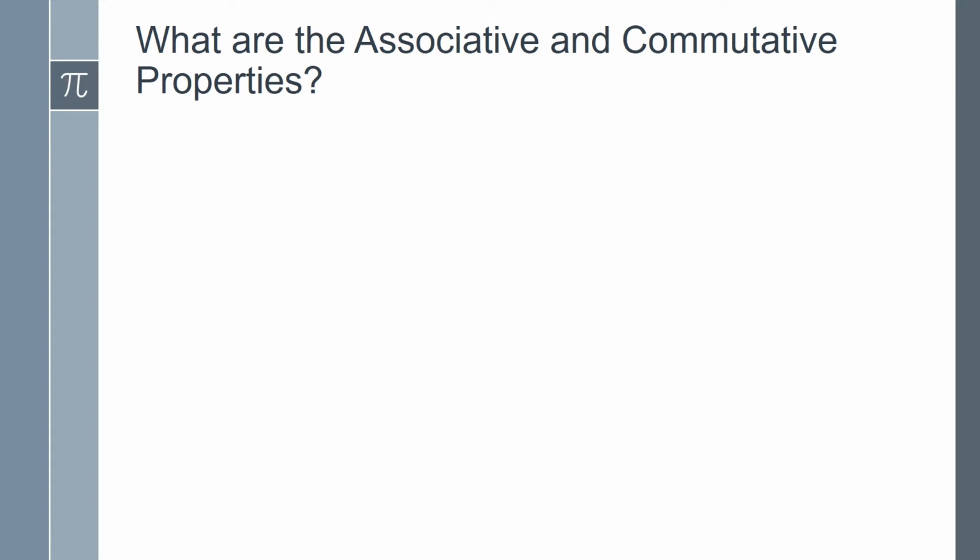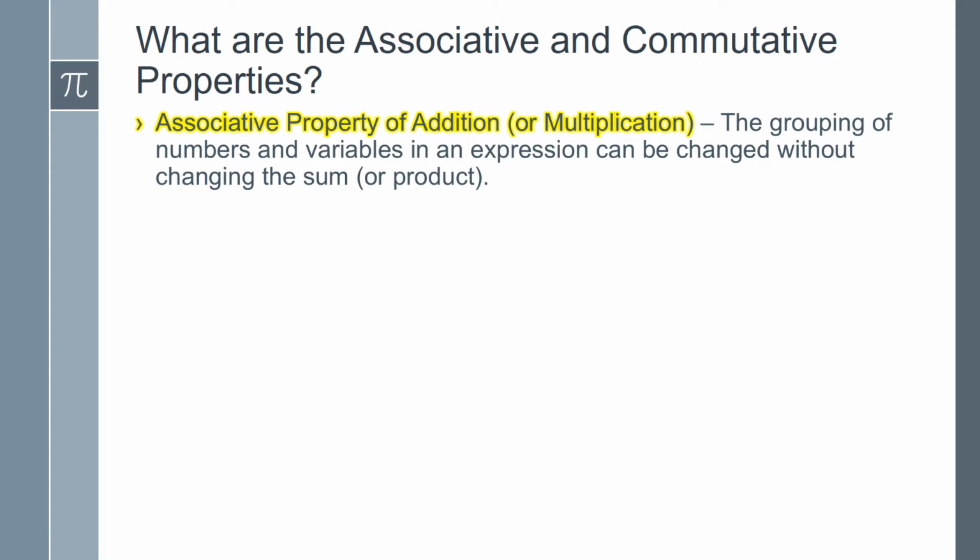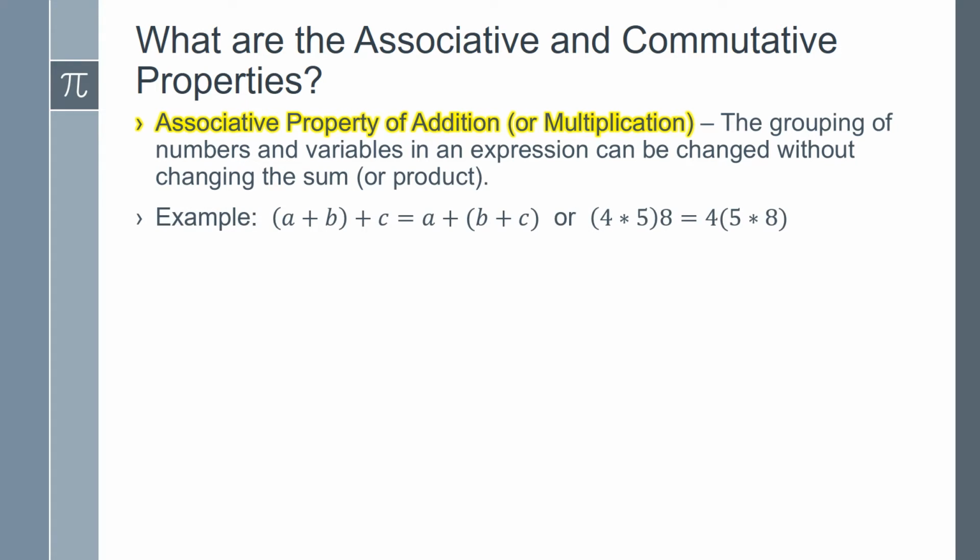We'll start by defining the associative and commutative properties. The associative property of addition, or the associative property of multiplication, states that the grouping of numbers and variables in an expression can be changed without changing the sum in an addition problem, or the product in a multiplication problem. Here are two examples. In parentheses, a plus b, plus c is equivalent to a plus, in parentheses, b plus c. Or, for a multiplication problem, in parentheses 4 times 5, times 8 is equivalent to 4 times, in parentheses, 5 times 8. Notice that the groupings here are being done with parentheses.